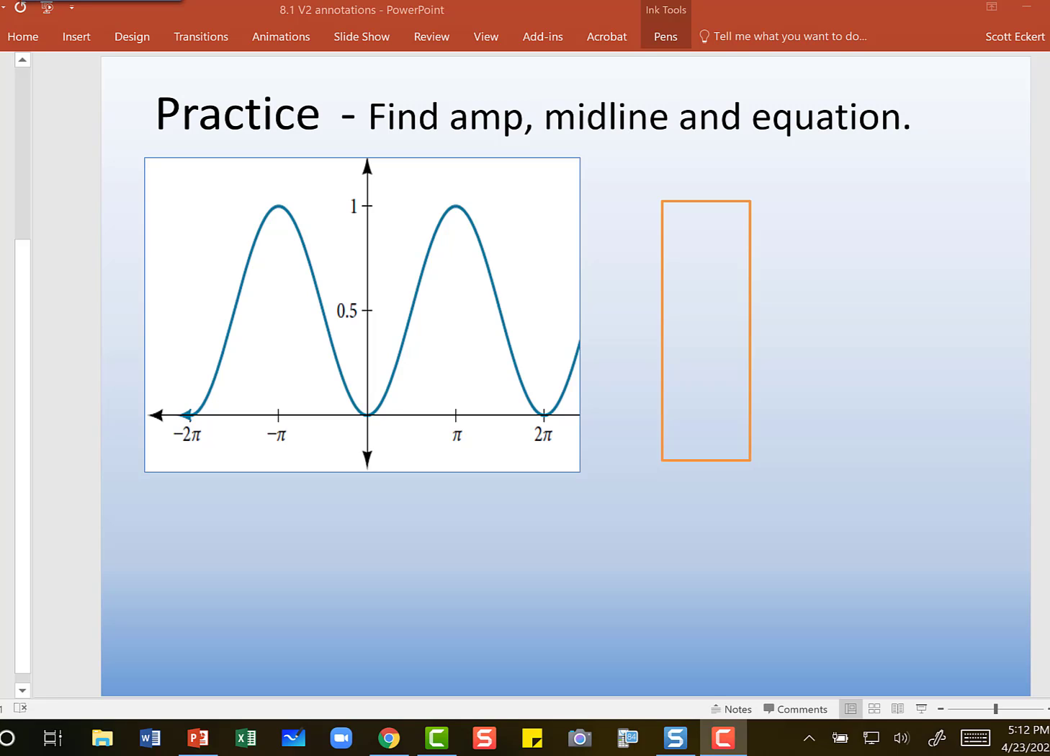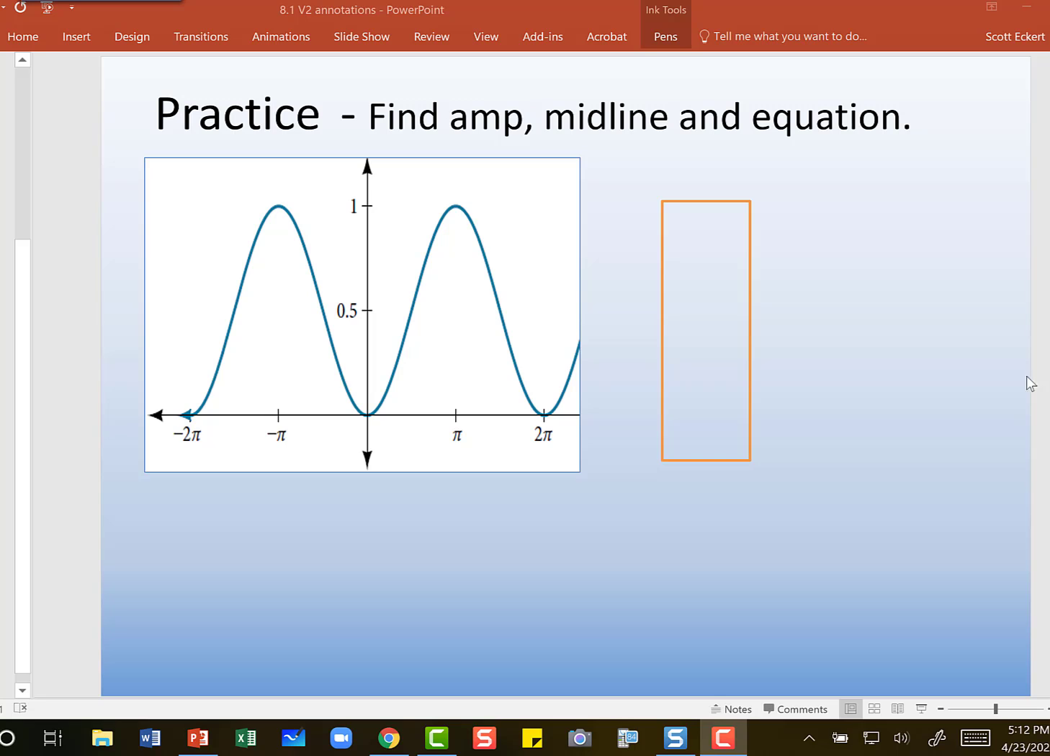Right, as before, we got a graph, we want the equation. We need the parameters of amplitude, midline, period, phase shift, all of that involves the window of one cycle. So if we can get one cycle nailed down, we can get all the information we need to write the equation. So it comes down to the box.